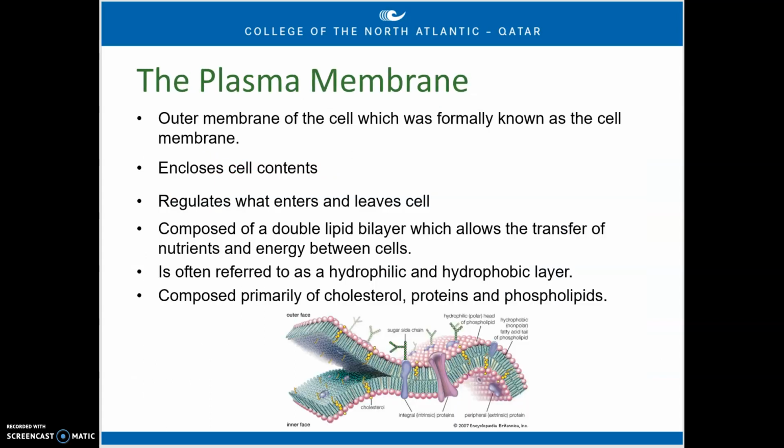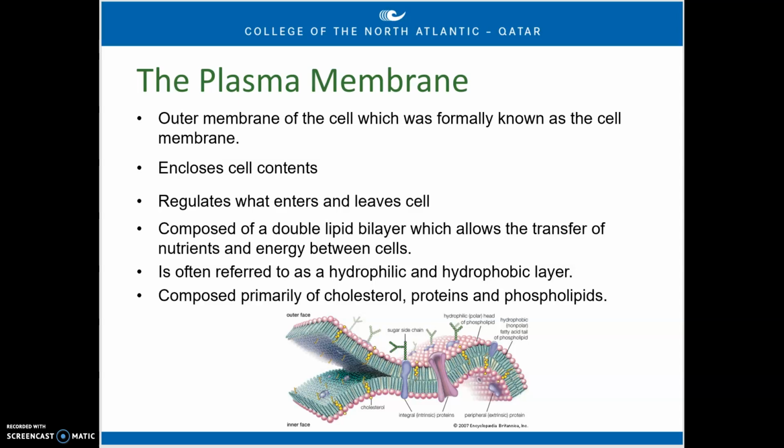Now, starting on the outside of the cell, we have the plasma membrane. Now, some textbooks will call it the cell membrane, but I think we've mostly moved to calling it a plasma membrane now. And the plasma membrane is really important because it provides a border, an enclosed space for all the living processes that happen inside of it.